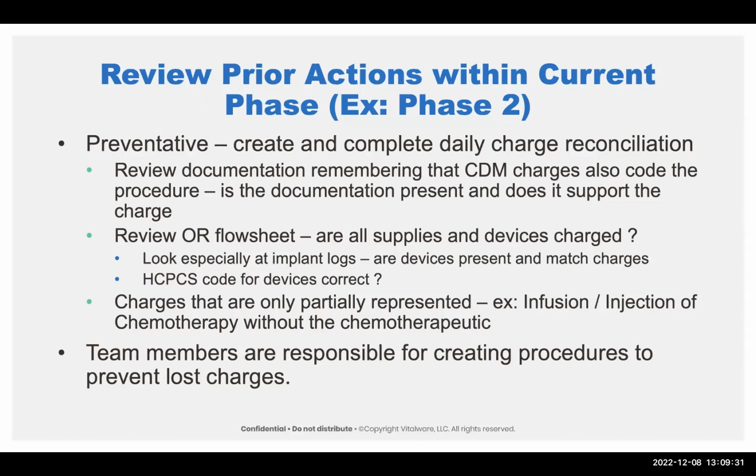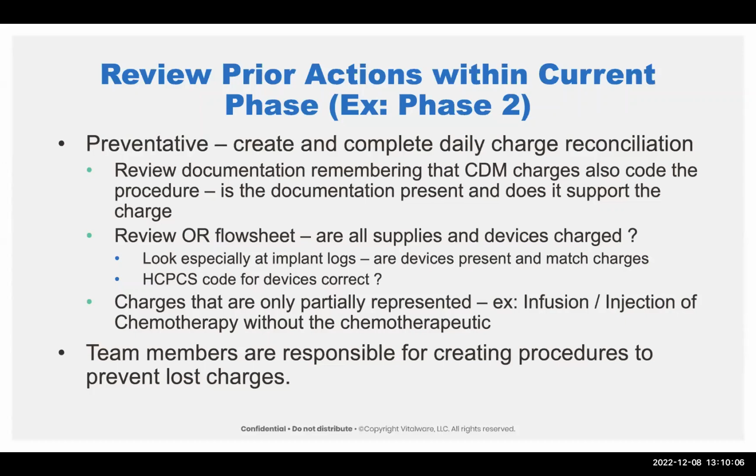We look at the OR flow sheets. Are all the supplies and devices charged? And remember, OR charges by exception. So everything on that preference card is going to be charged, except those that are noted as not being used. HCPCS code for devices. I can't tell you how many devices I see of a high dollar that are coded incorrectly. Charges only partially represented. So injection of chemotherapy without the chemotherapeutic agent, and it wasn't a white bag.